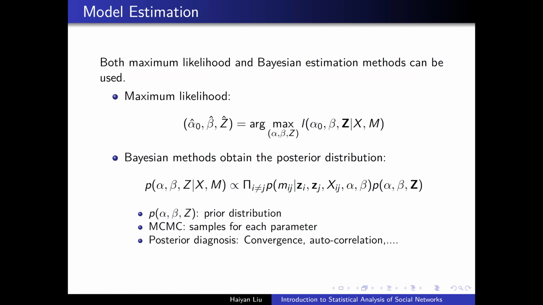So we need to do convergence diagnosis. We need to check whether our chain converges or not. We need to investigate the potential autocorrelations among the samples we use. We also need to determine how long we would burn in at the beginning of the chain. So those are all the work involved in Bayesian estimation methods.